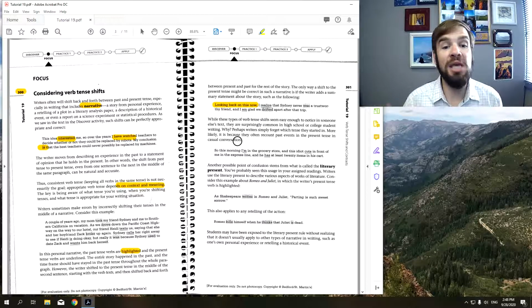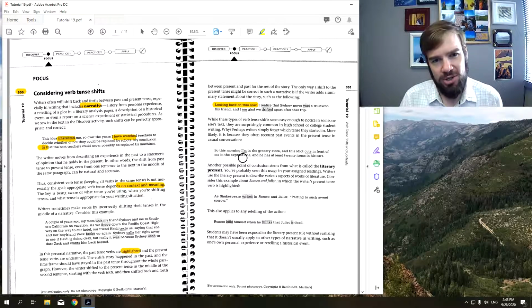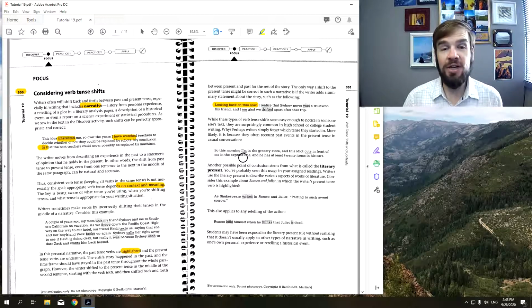So again, when speaking. So this morning, I'm in the grocery store, and this idiot cuts in front of me in the express line, and he has at least 20 items in his cart. It's sort of more normal conversational speaking, and definitely if you go out and walk around the street, you could definitely hear someone speaking like this. Pretty normal, at least in the United States.